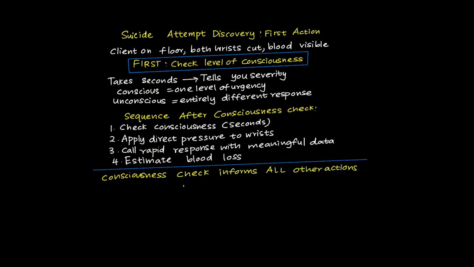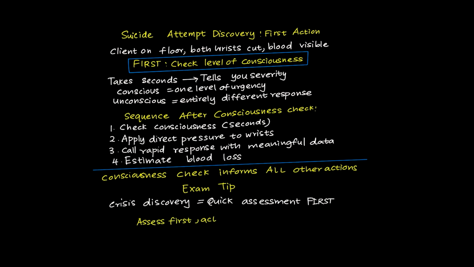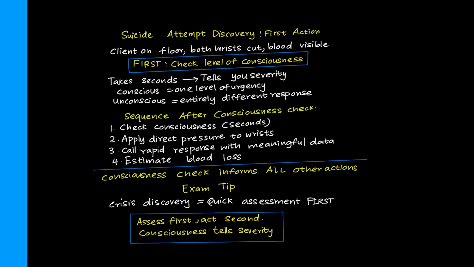Here's a WGU D455 exam tip for you. When you discover a patient in crisis, the first action is almost always a rapid assessment. Check consciousness, check responsiveness. It takes seconds and drives everything that follows. Quick recall hook. Find a crisis equals assess first, act second. Consciousness tells you the severity.